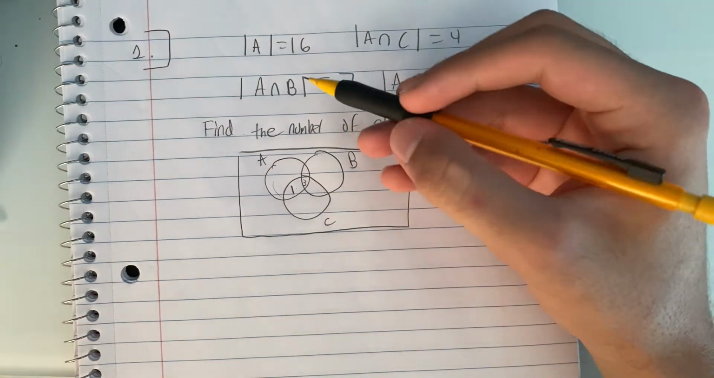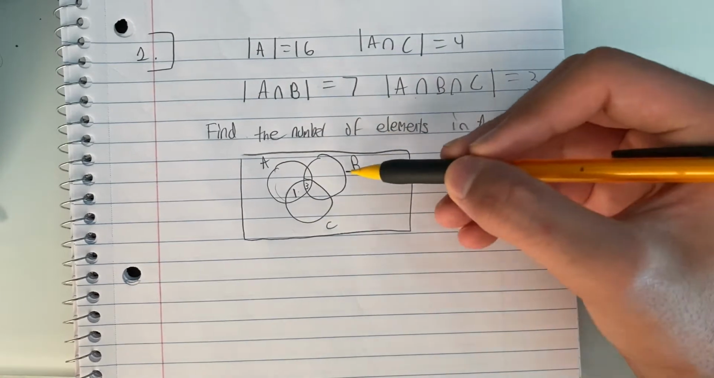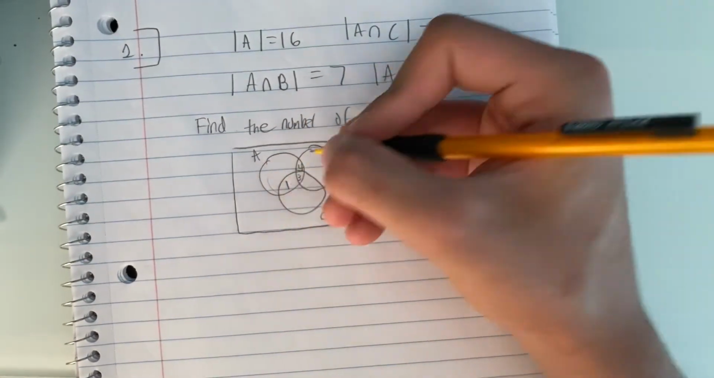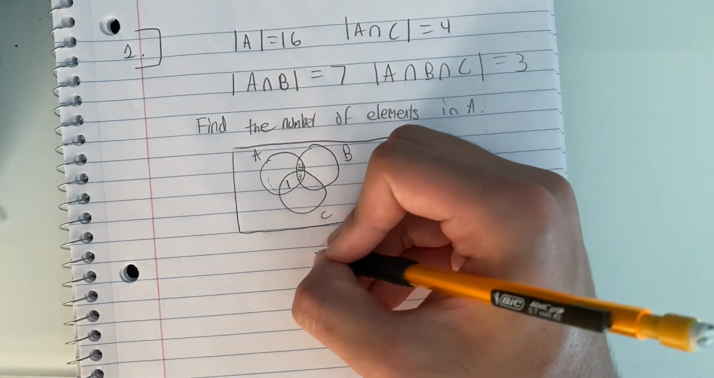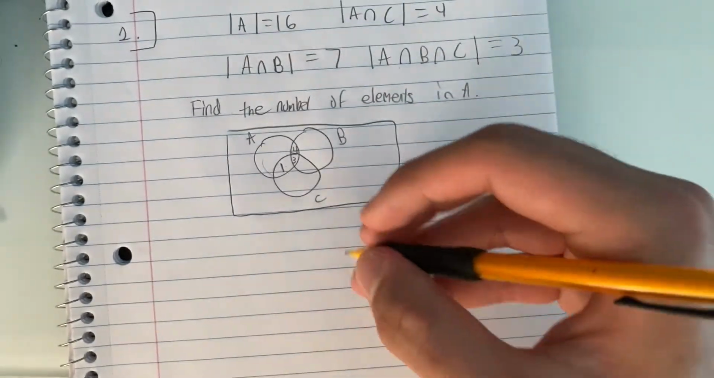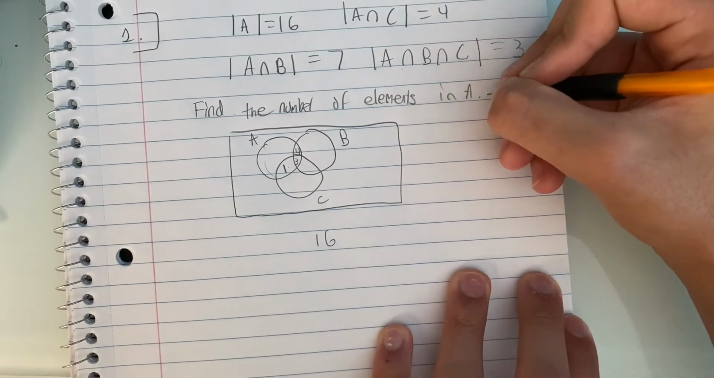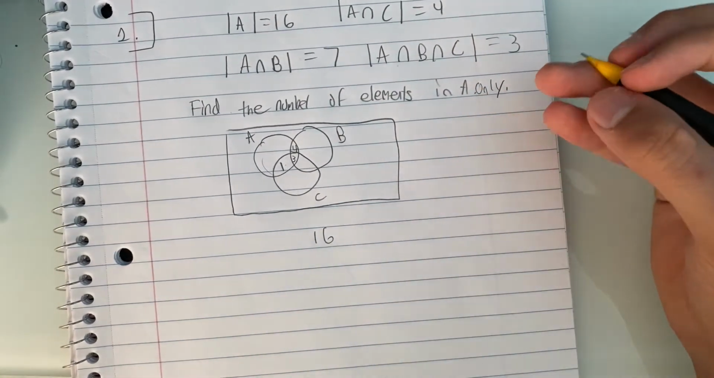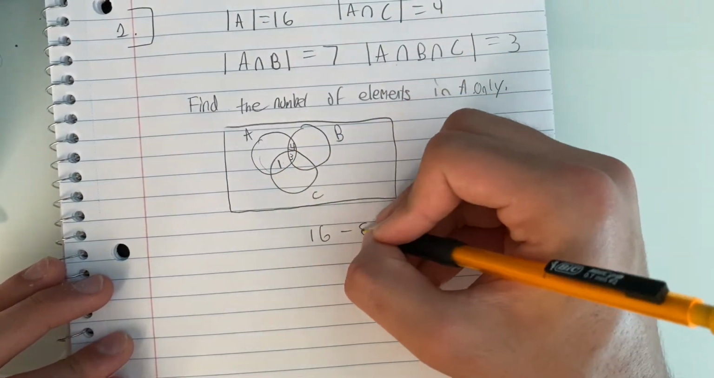Now we see the intersection of A and B, and you see the same thing, 7. So these two must add up to 7, which means this is 4. And since we knew that the set A had 16 total, we know the elements of A only, sorry, the question was the elements of A only. So you would subtract 1 plus 3 plus 4, which is 8, and you get 8.